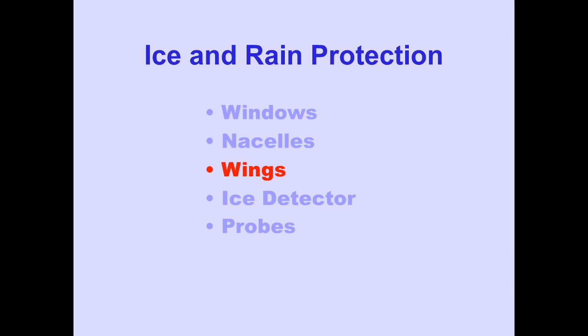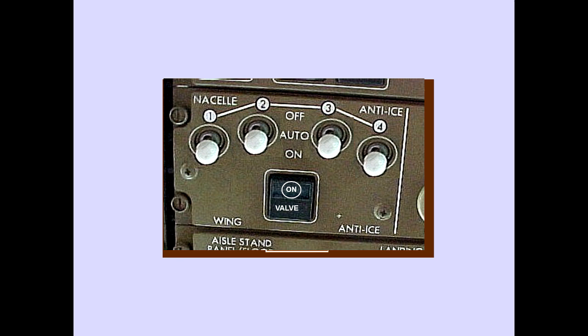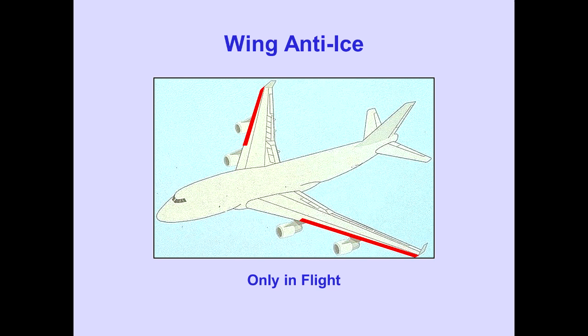Now let's look at wing anti-ice. A single wing alternate action anti-ice switch is located below the nacelle anti-ice switches. Wing anti-ice can be used only in flight. Anti-ice is effective only with the leading edge flaps retracted. Only the leading edges outboard of engines 2 and 3 are heated.